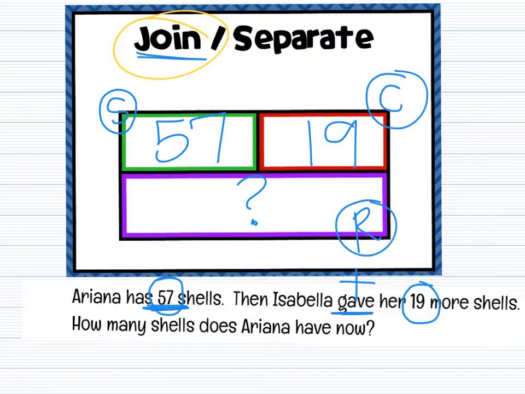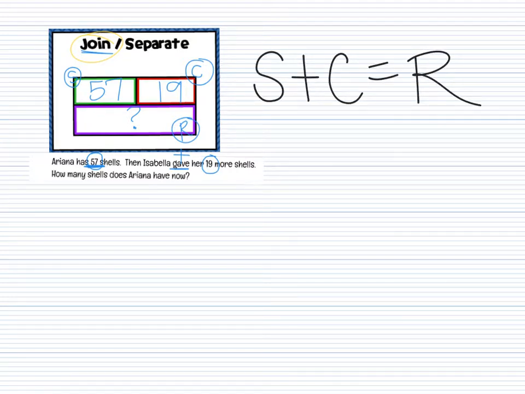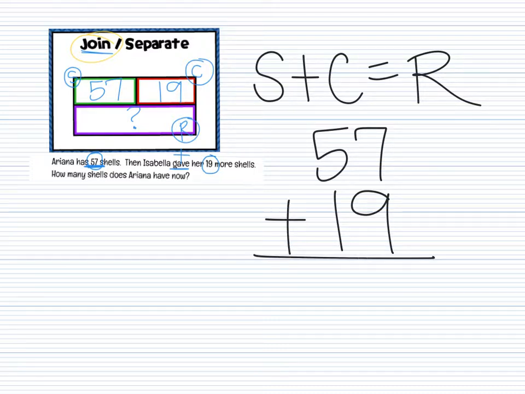So let's figure out what our result is. I know that start plus change equals result. It makes sense. Looking at my word problem structure, I see that that is the way that it works. The green and the red make the purple. So start plus change equals result. Let's put in our numbers. We had 57 to start, and our change was 19. We figured out that this was a join problem, so I'm going to be adding these two numbers. So to help me add these numbers together. What is 9 and 7?